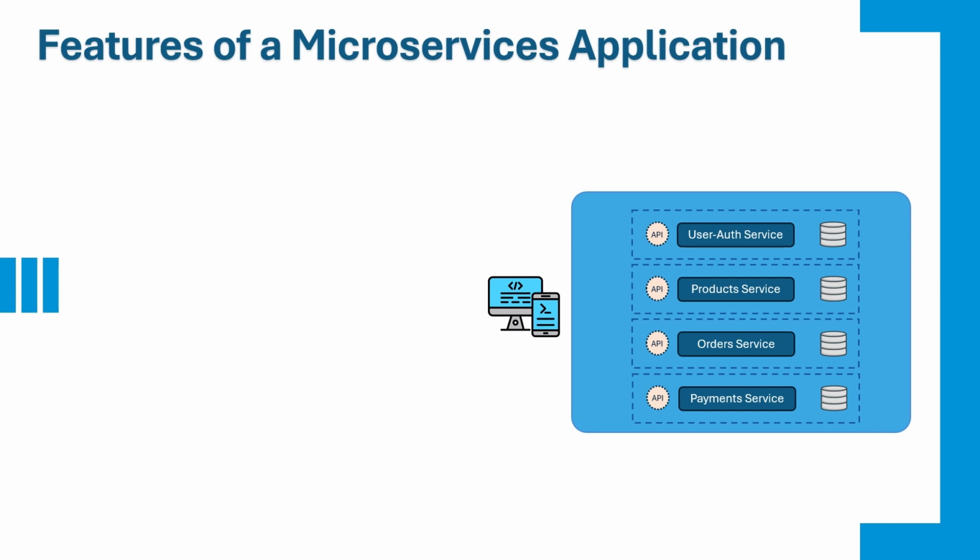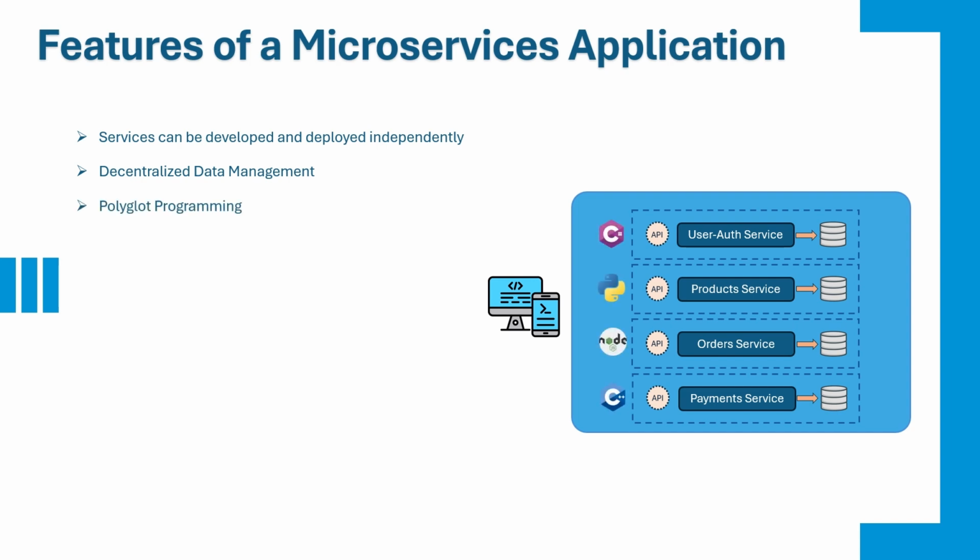Microservices architecture offers several key features that enhance the development, deployment, and operation of applications. Firstly, services can be developed and deployed independently. This means each microservice can be updated, tested, and deployed without impacting other services, leading to faster and more flexible development cycles. Microservices architecture supports decentralized data management. Each service can manage its own database, reducing dependencies and improving data consistency within each service.